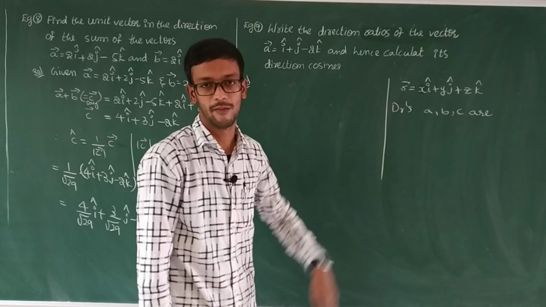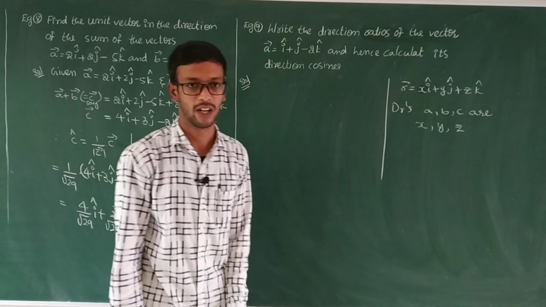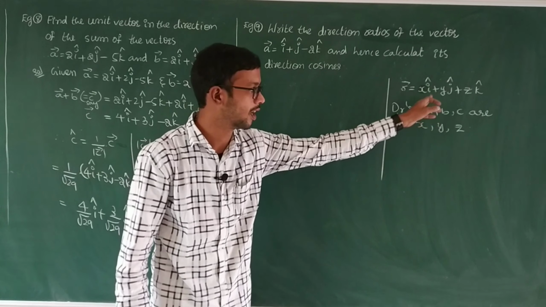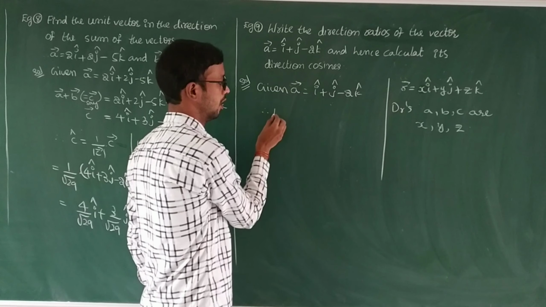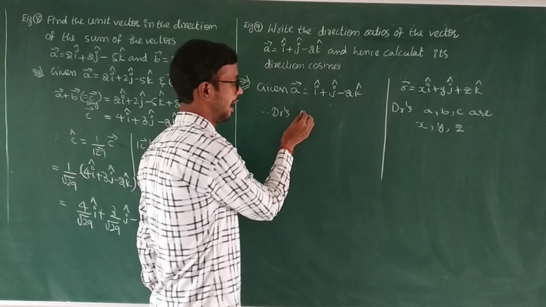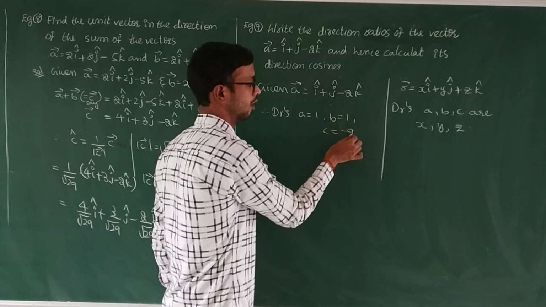These are components of that vector x, y, z. Direction ratios are represented with the components of the vector. So here, direction ratios: a bar equal to i cap plus j cap minus 2k cap. Therefore, direction ratios a equal to 1, b equal to 1, c equal to minus 2. Simple problem this one. Just the components are called direction ratios. Next step, first one completed.